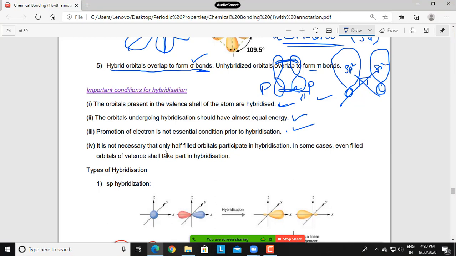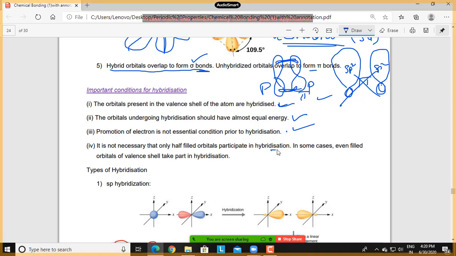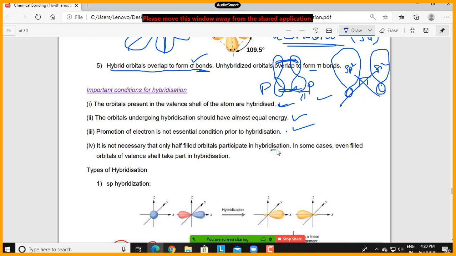It is not necessary that only half filled orbitals participate in hybridization. Then they've added some more conditions. First condition was the hybrid orbital will have unpaired electrons, so unpaired electrons will be paired and the bond formation will be done. But it is found in some cases that the filled orbitals also take part in hybridization.